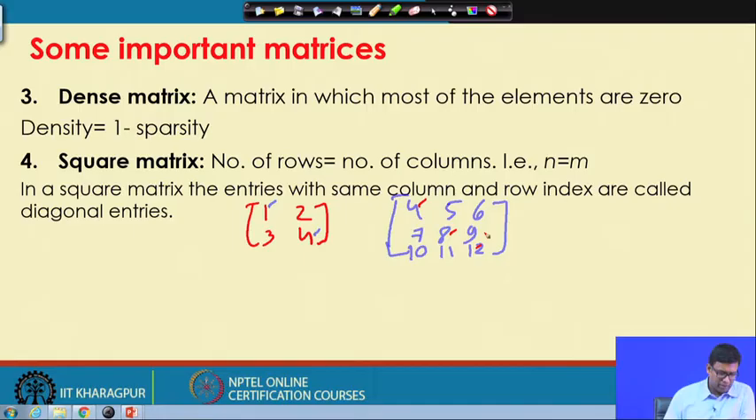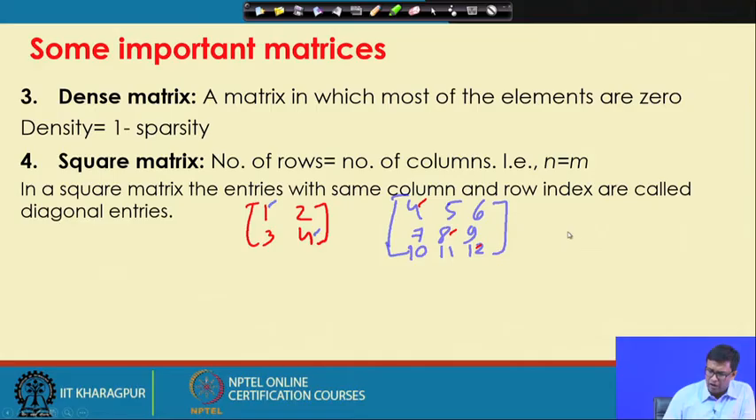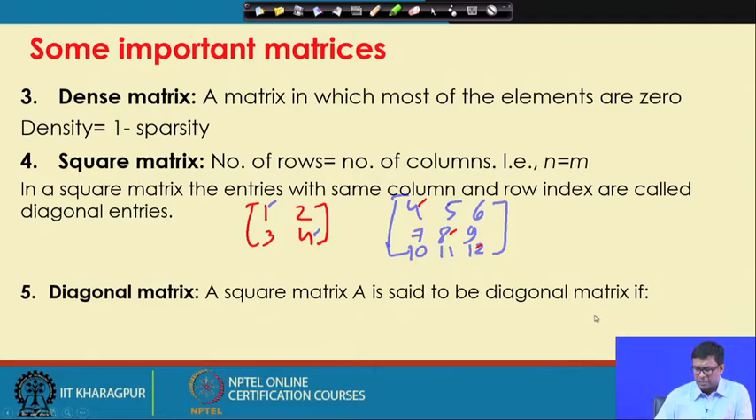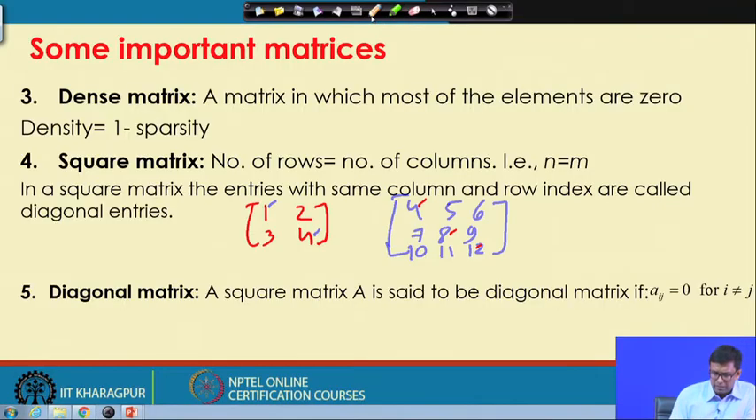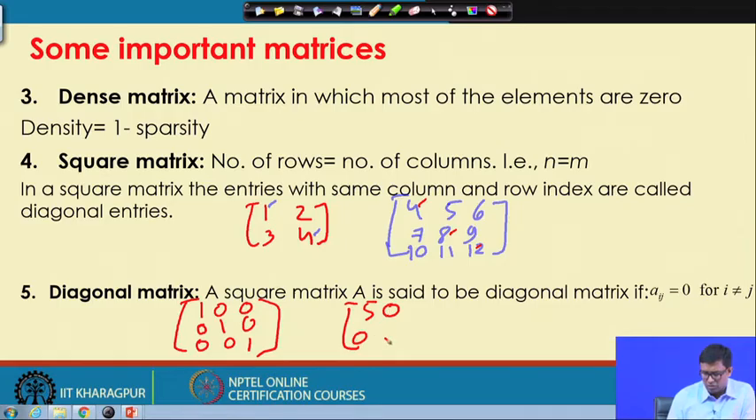So, these have the same row and column index, and if a square matrix has all the off-diagonal entries 0, we call it a diagonal matrix. So, only the diagonal values are or may be non-zero, there can be some zeros also, but all the off-diagonal values should be 0. So, a matrix like this, 1 0 0 0 1 0 0 0 1, is a diagonal matrix, or a matrix like 5 0 0 root 3 is also a diagonal matrix, where only the diagonals are non-zero.